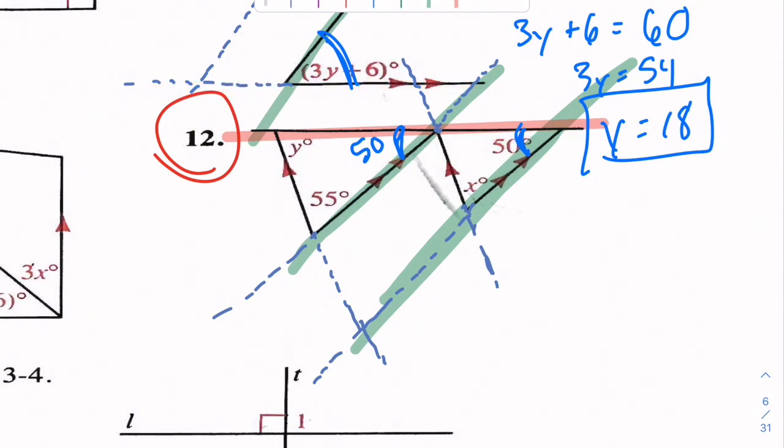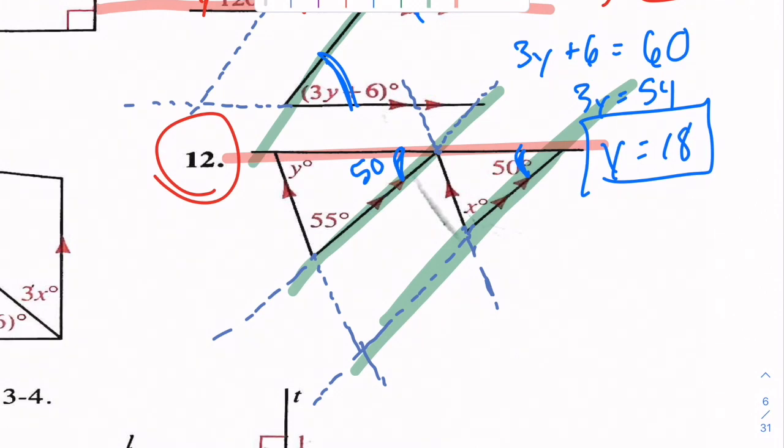See that? So that's why they're corresponding. Okay, you kind of have to rotate this whole image, right? Working on your 3D spatial. Okay, so that's 50, which is cool. Does that even help us with anything? Not yet, at least. But if this is 55, what about this angle right here?